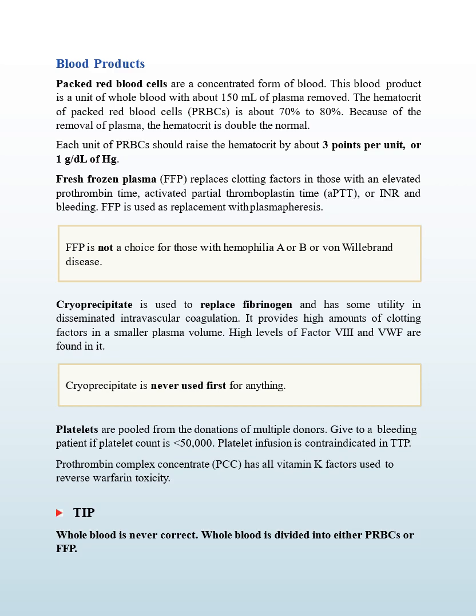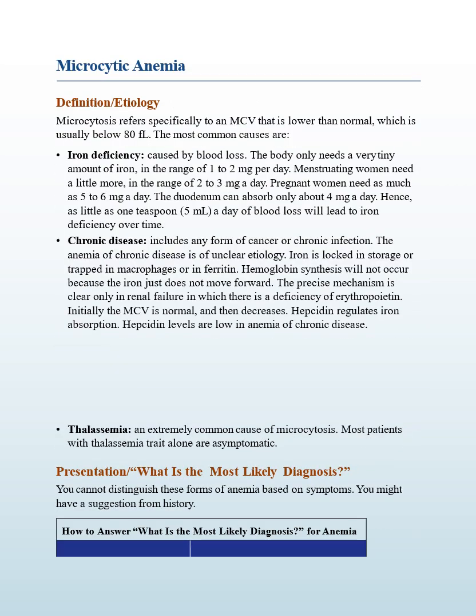Let's go to the next slide. Let's discuss microcytic anemia. The definition of microcytosis is when the MCV is lower than normal, which is usually below 80. The most common causes are 4 of them. Number 1 is iron deficiency, number 2 is chronic disease, number 3 is sideroblastic anemia, and number 4, thalassemia. Let's go over one of each.